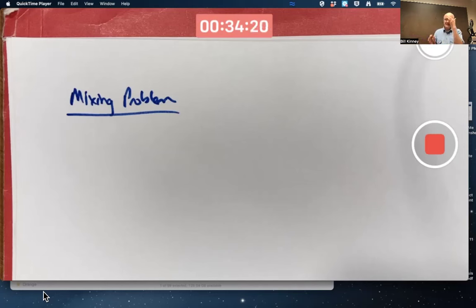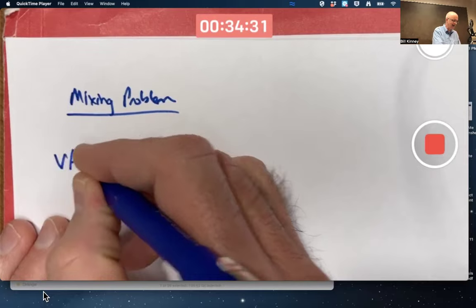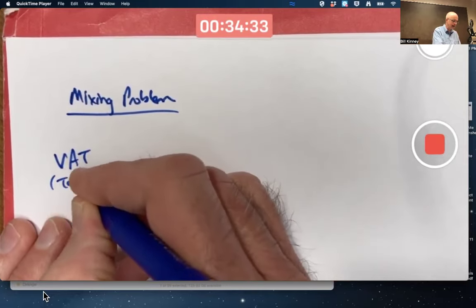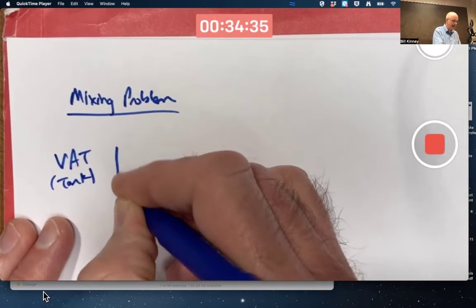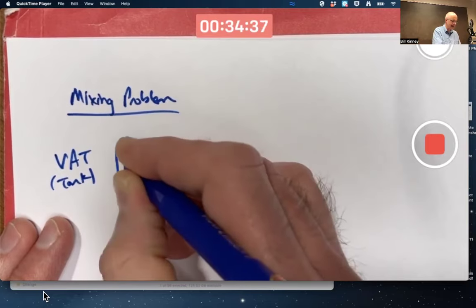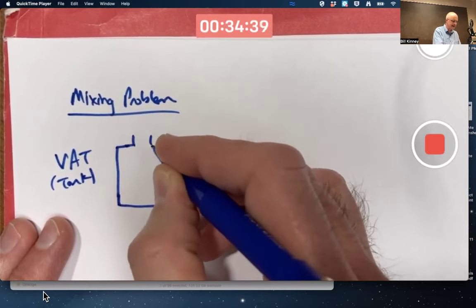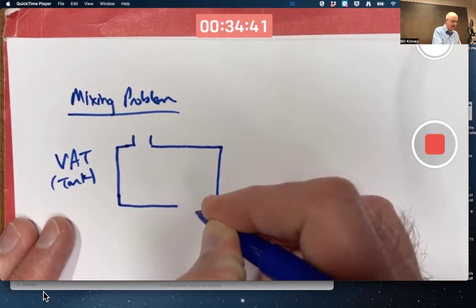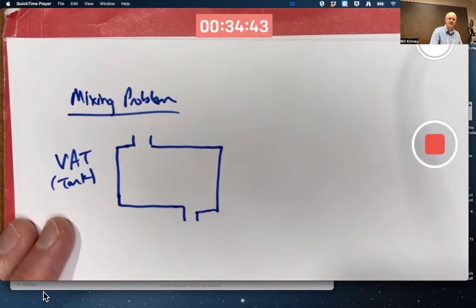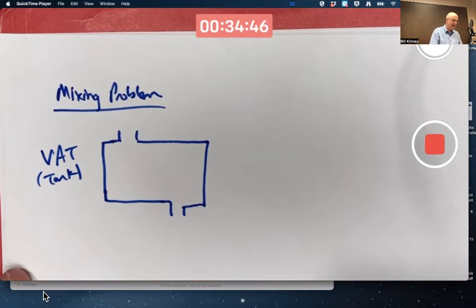The differential equation is not perfect. It's not going to take spatial effects into account. So it's maybe easiest to think of in terms of a vat. We've got a vat, a tank, but I like the word vat, that I draw like this, but other people draw it other ways. There's my vat, my tank.